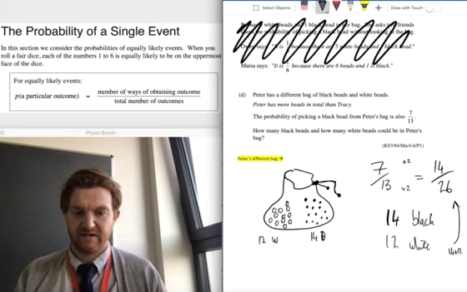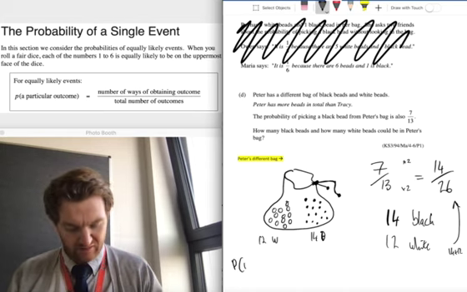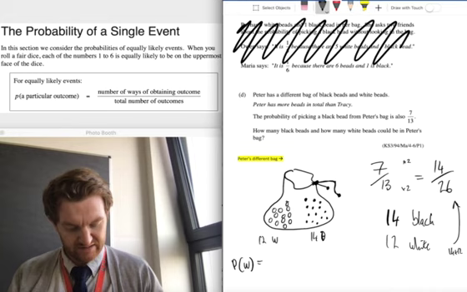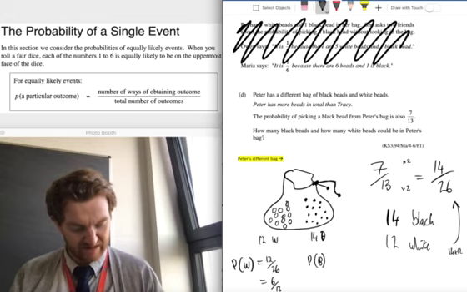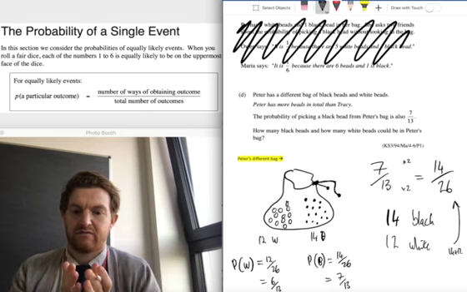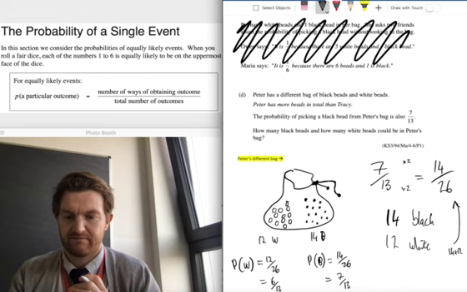Now using these, we could say the probability of white, P(W), is 12 out of 26, which is equal to 6 over 13. We can say P(B), that's a B for black, is 14 out of 26, which is equal to 7 out of 13. So there's more beads in total, same probabilities, because we doubled both of them.